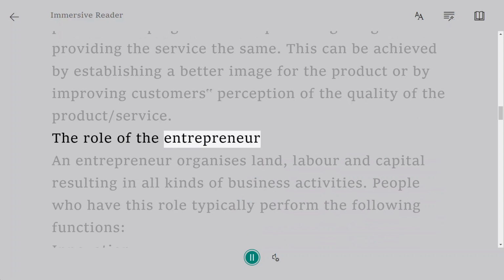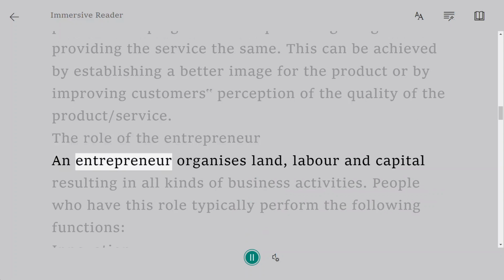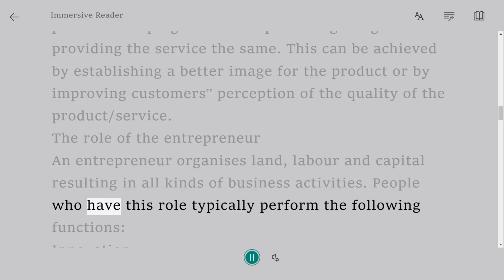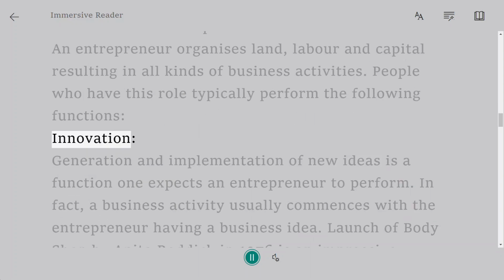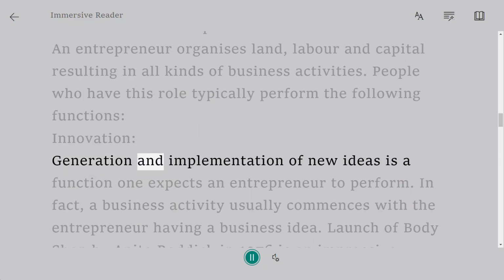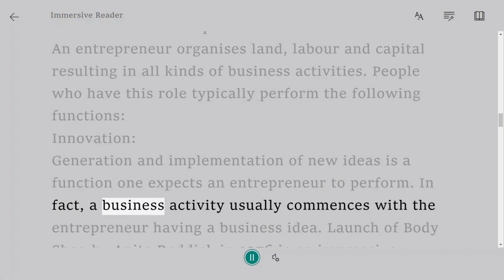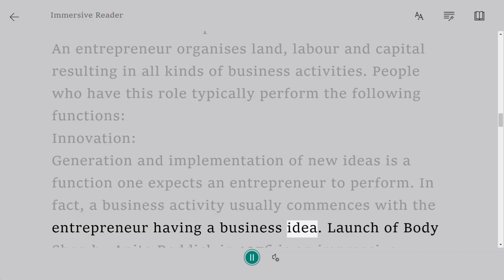The role of the entrepreneur. An entrepreneur organizes land, labor, and capital, resulting in all kinds of business activities. People who have this role typically perform the following functions. Innovation. Generation and implementation of new ideas is a function one expects an entrepreneur to perform. In fact, a business activity usually commences with the entrepreneur having a business idea.